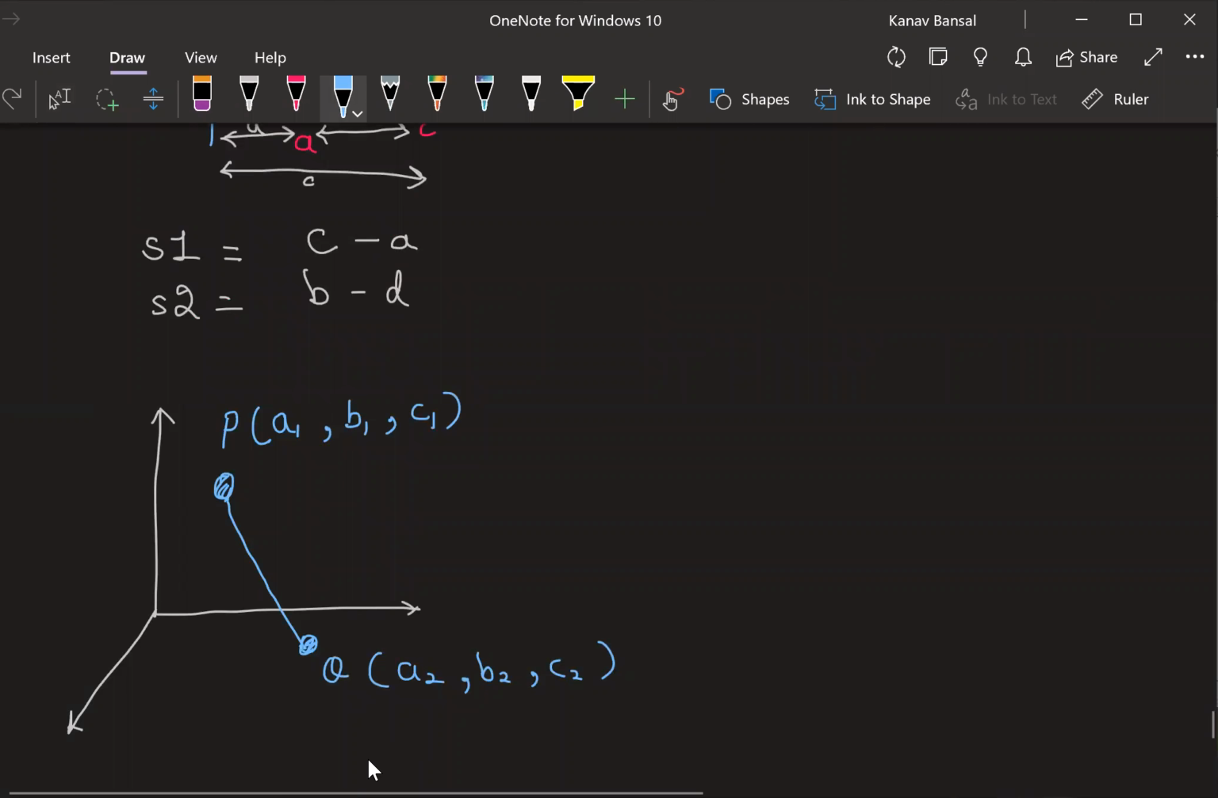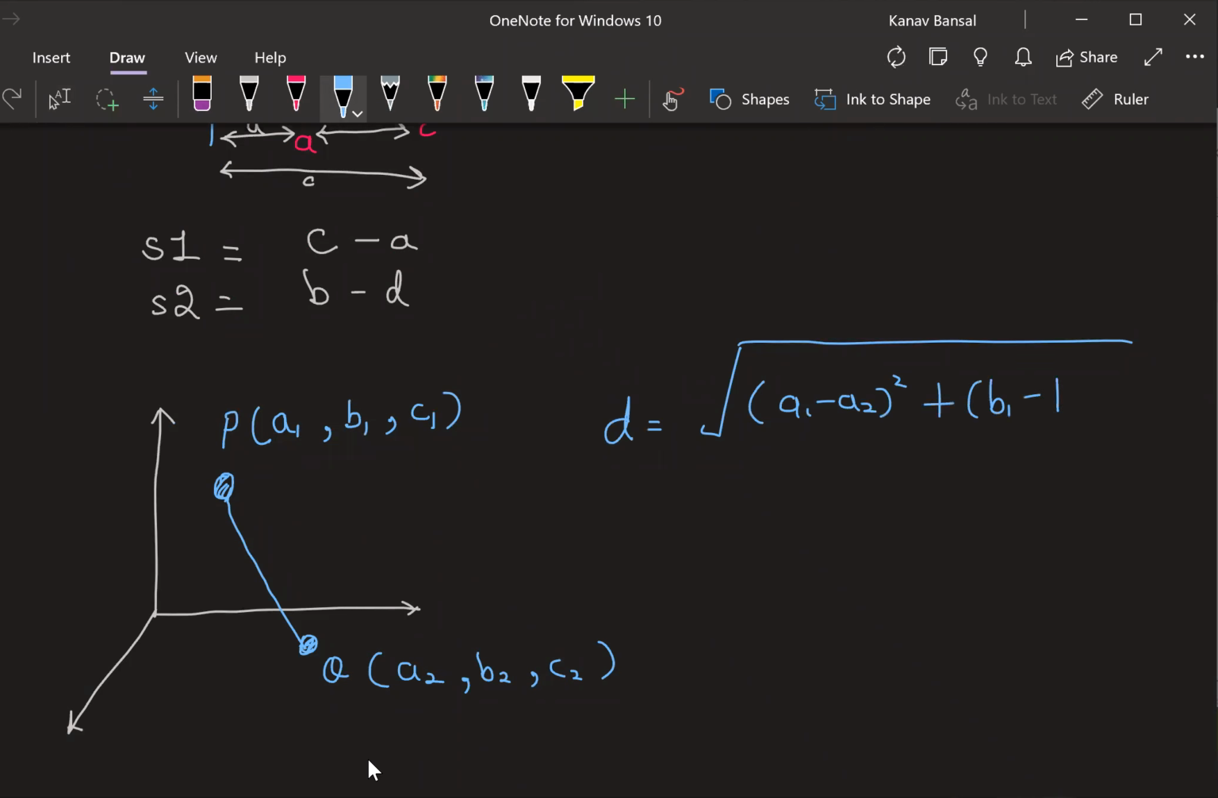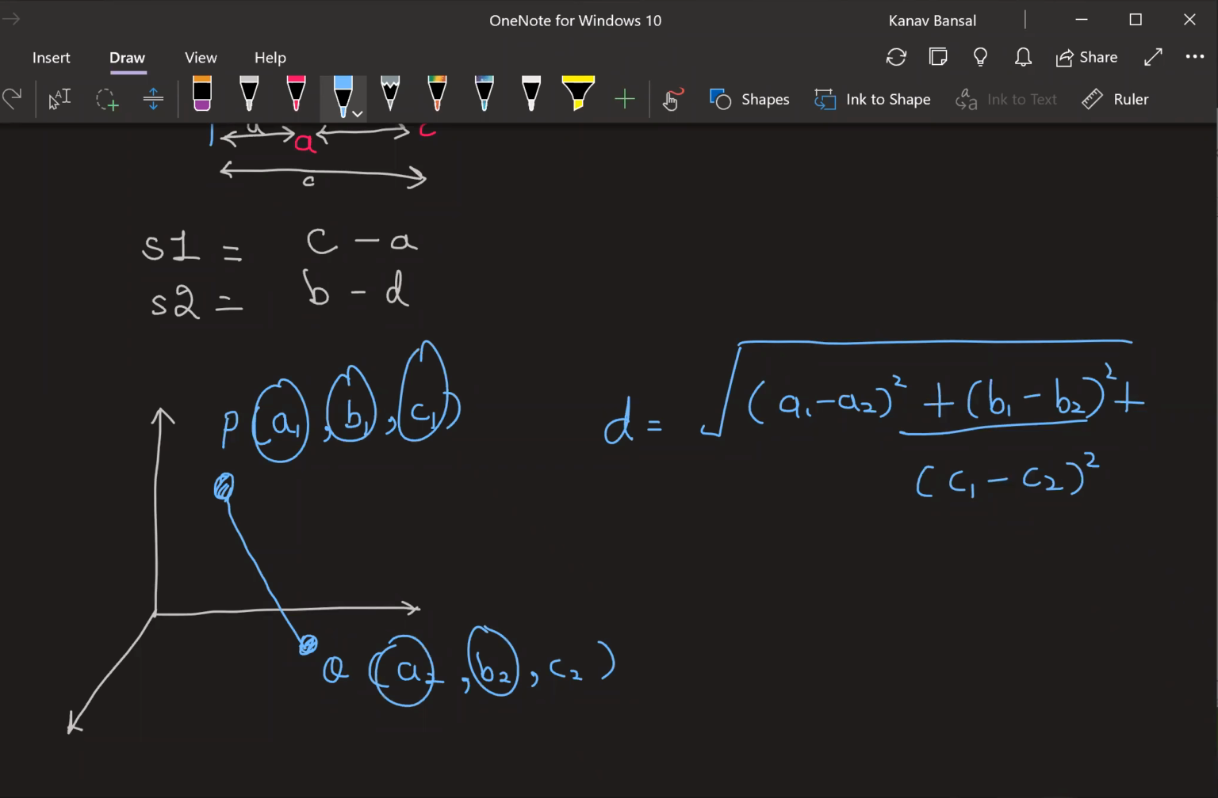Now, since we have 3 components, we can simply say that the distance between these 2 points is going to be nothing but equal to under root of A1 minus A2 square plus B1 minus B2 square plus C1 minus C2 square. So this is inside the entire under root. Is it clear to everyone? So how I basically did this entire thing: this component, then this component, and then this component.